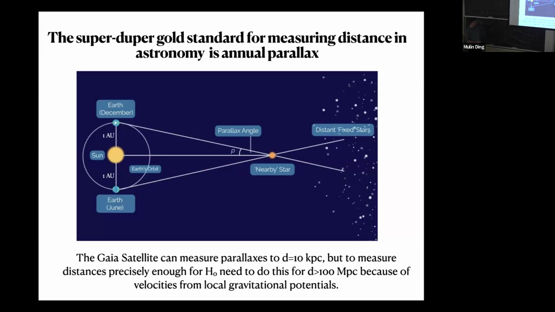But really, in order to precisely measure the Hubble constant, you have to do this at distances greater than 100 megaparsecs. And the reason for this is just because there are local gravitational potentials that are moving things around. And so things have velocities that are not just from the cosmic expansion. And so this adds some noise to when you're making this diagram that becomes less as things are further away. And so when we're talking about distances greater than 100 megaparsecs, this noise is only at the several percent level or less. Okay, so what would it take to measure parallax to sources at these extragalactic distances?